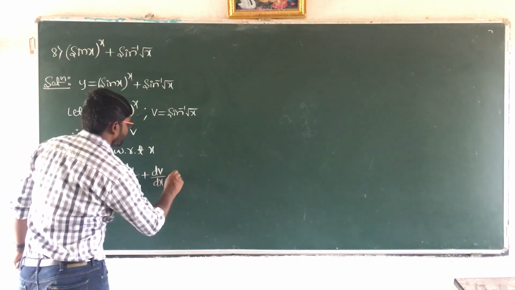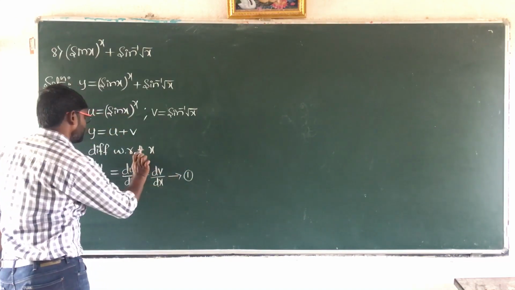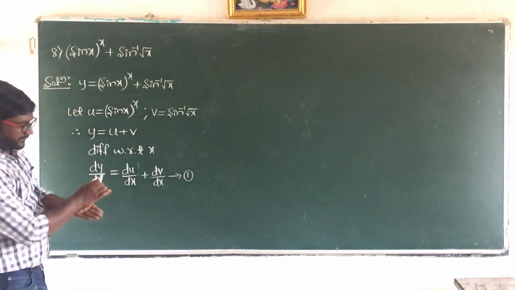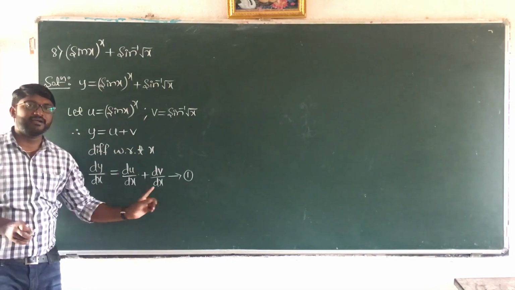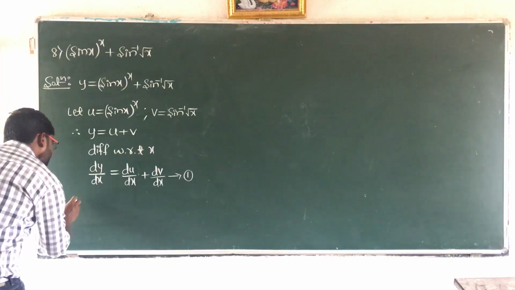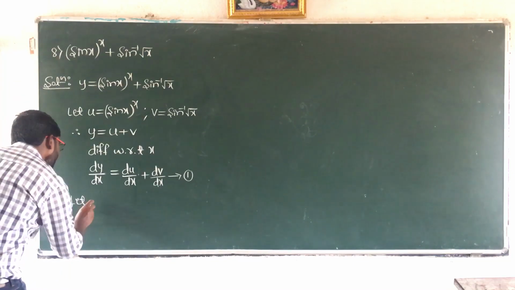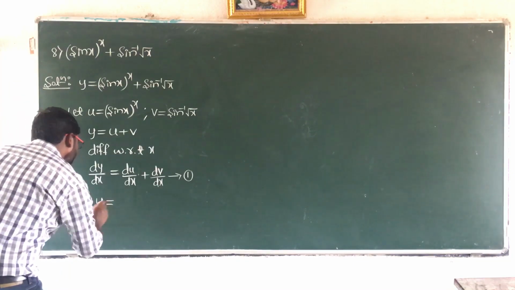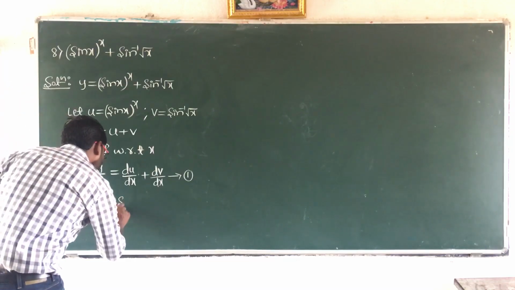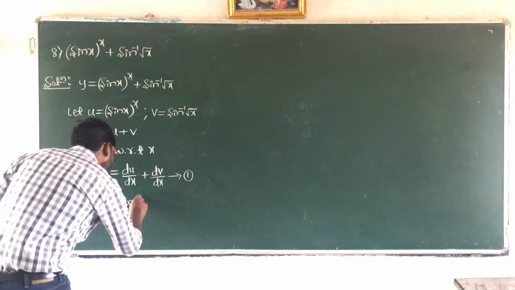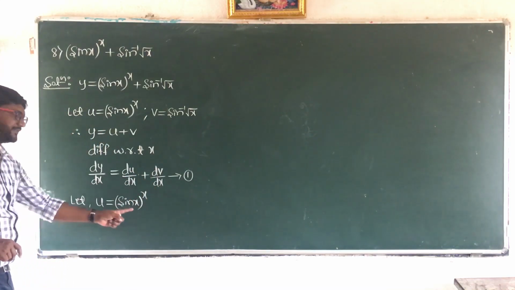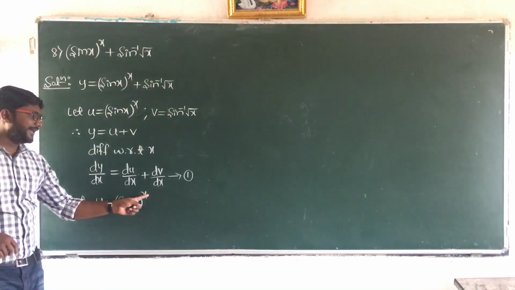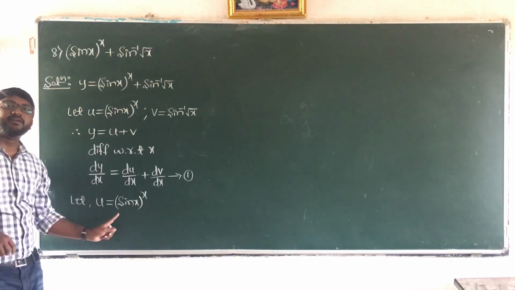Now I call this equation number 1. So in order to get dy by dx, we have to go for du by dx as well as dv by dx. So now see here, let u be equal to sin x to the power x. Now take log on both the sides. So after taking log, x comes in the beginning, it becomes the first term.